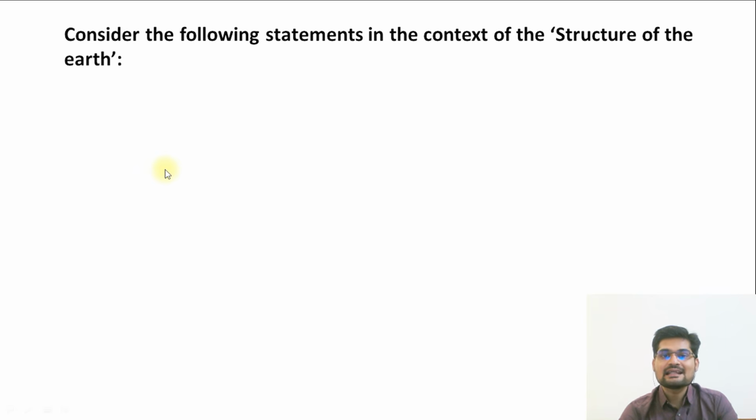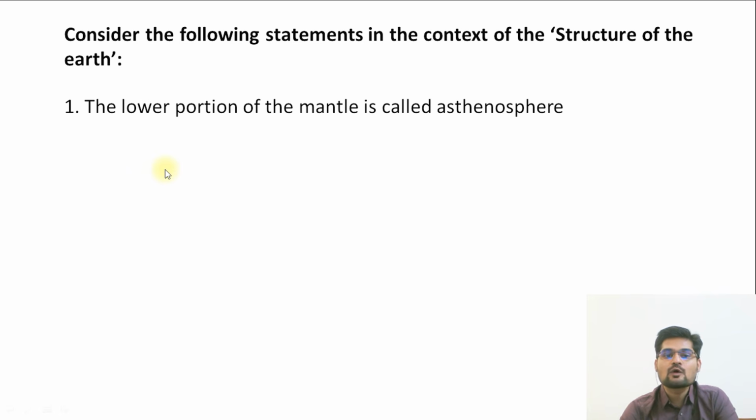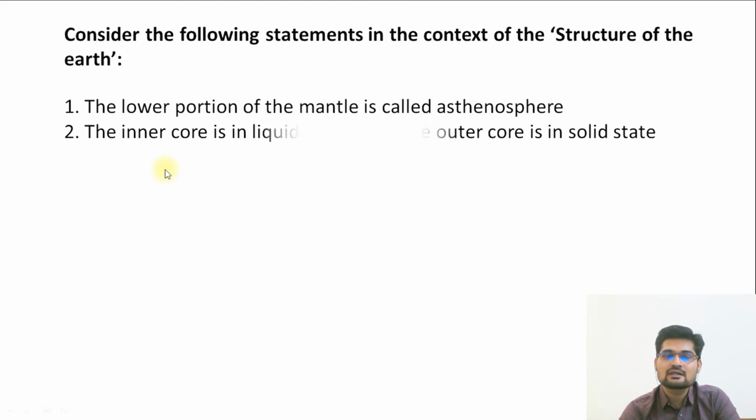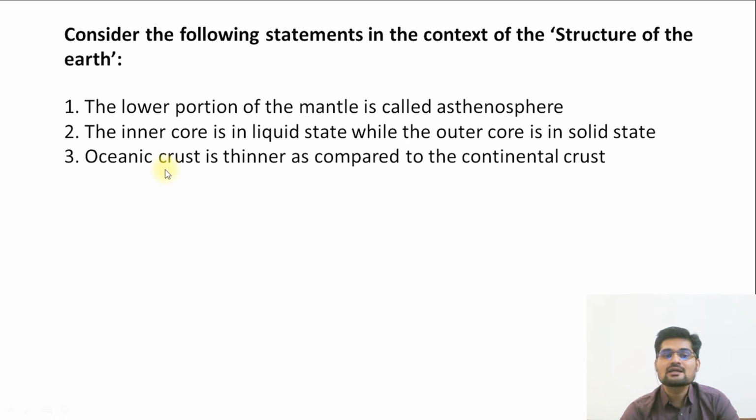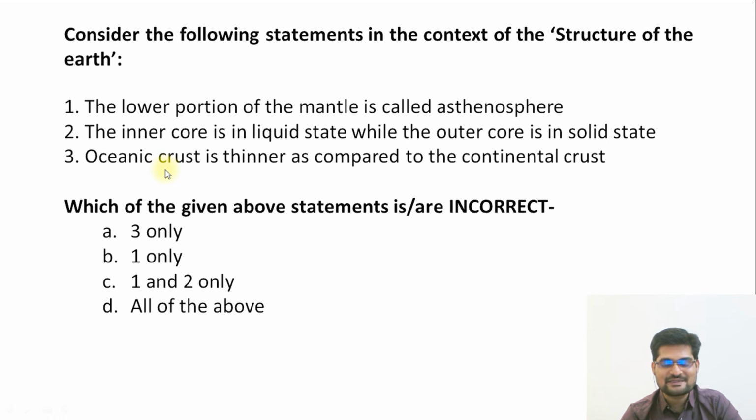And at last, let's take one question. Consider the following statements in context to the structure of the Earth. First statement: the lower portion of the mantle is called asthenosphere. Second: the inner core is in liquid state and the outer core is in solid state. Third: oceanic crust is thinner as compared to the continental crust. So just think about it, what is the correct option? It is saying find out the incorrect ones. So which of the above statements are incorrect?